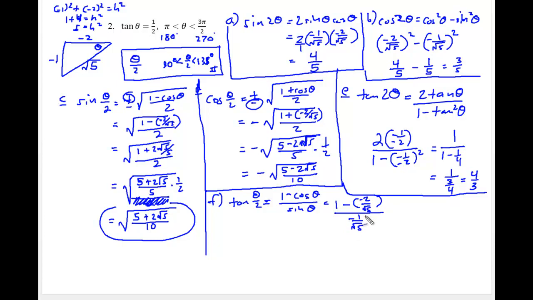Now, I think what a lot of us try to do at this moment is to rationalize the denominators, but that is just going to add an extra step. Because I'd like you to look at this numerator, and I'd like to get a common denominator here, so I'm going to turn that 1 into the square root of 5 over square root of 5, plus 2 over square root of 5. And that's over negative 1 over square root of 5. So in my numerator now, if I combine these two terms, I get 2 plus square root of 5 over square root of 5 divided by negative 1 over square root of 5.